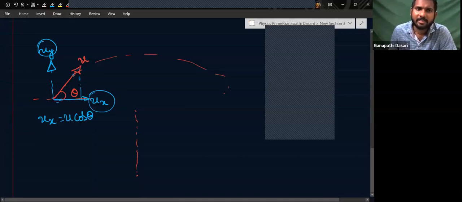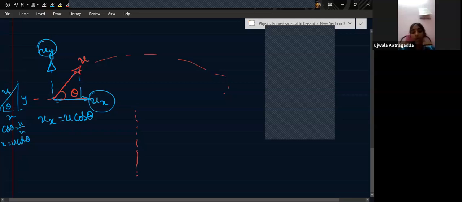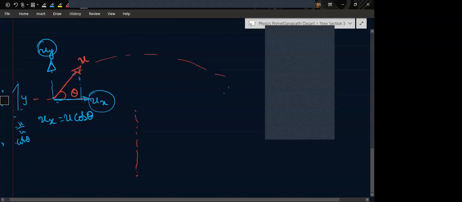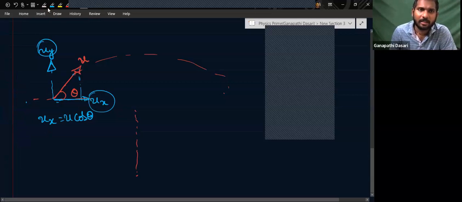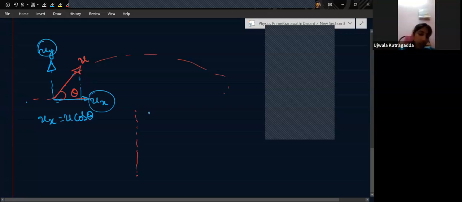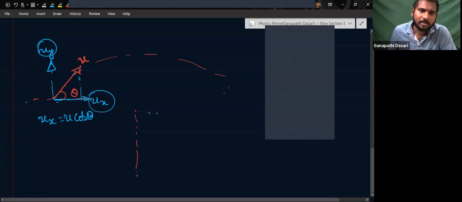Why? Because if you take this triangle, in this triangle this is x, this is y, this is u, and this is theta. Cos theta is equal to x by u, that means x is equal to u cos theta. Sin theta is equal to y by u, that means y is equal to u sin theta. That means ux is u cos theta and uy is u sin theta. Okay.